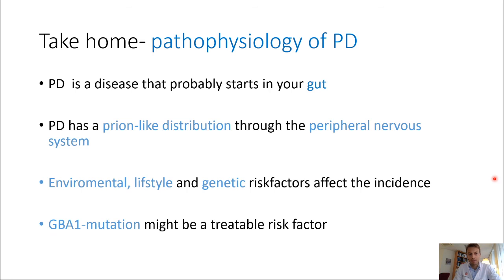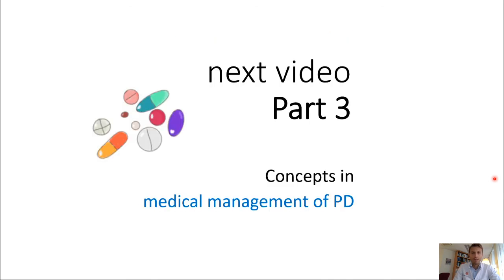GBA1 is a specifically interesting genetic risk factor because it might be something that has a factor of disease prevention in a secondary way. So we're keeping a close tab on that in the future. This is all we have for today on the pathophysiology of Parkinson's disease. In my next video, I'll be covering medical management through medication and advanced therapies and lifestyle interventions.